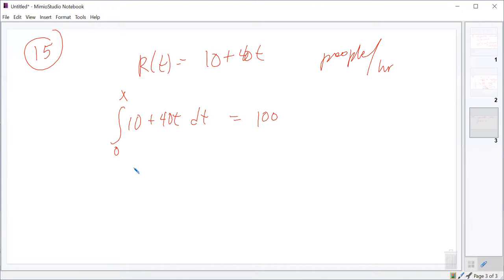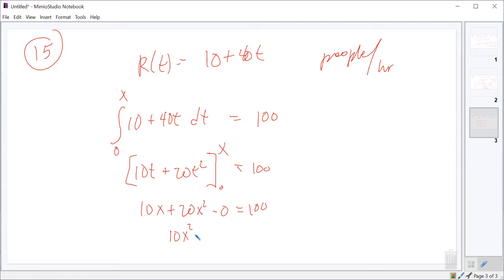Yes. So then we just end up with 10t plus 20t squared evaluated from 0 to x equals 100. And we'll have 10x plus 20x squared minus 0 equals 100. And then you'll solve that quadratic for x. So we'll have 10x squared plus x minus 10.